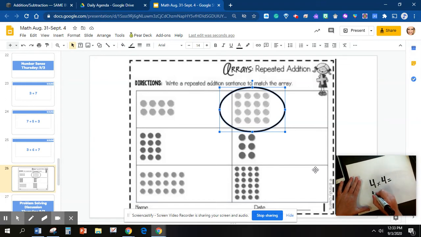We could say 4 plus 4 plus 4 plus 4 equals, and that's the same as skip counting by 4s. 4 plus 4 is 8, plus 4 is 12, plus 4 is 16. Or if you knew your multiplication facts, you could say 4 groups of 4 is 16. You could also say 4 plus 4 is 8, 4 plus 4 is 8, 8 plus 8 is 16.